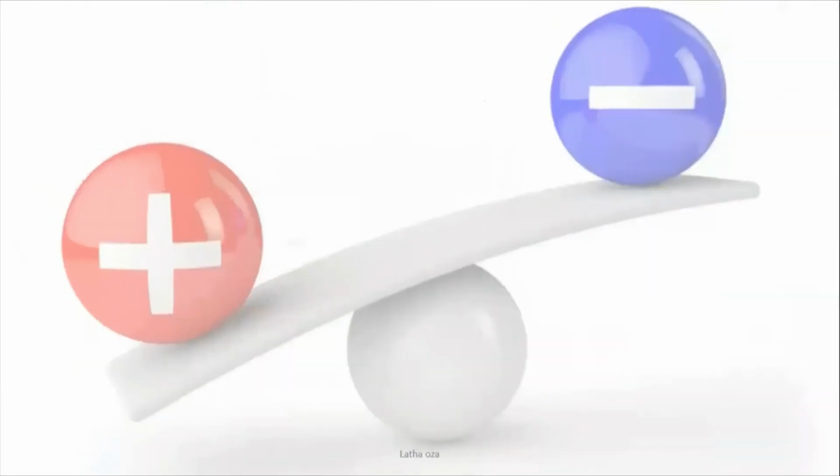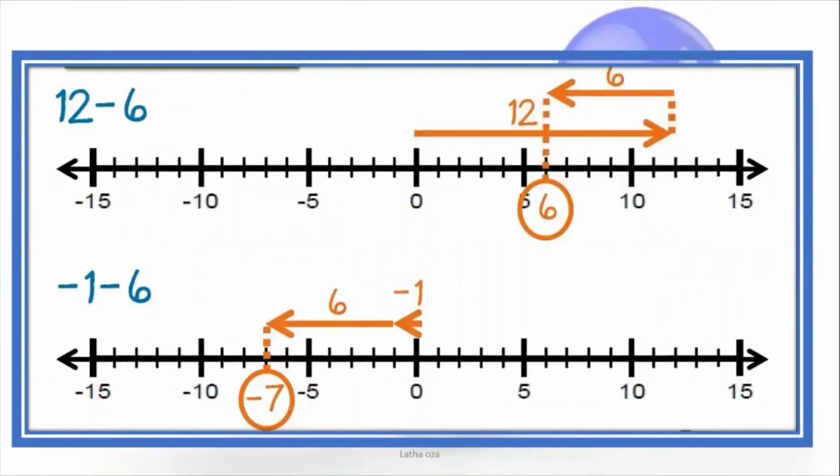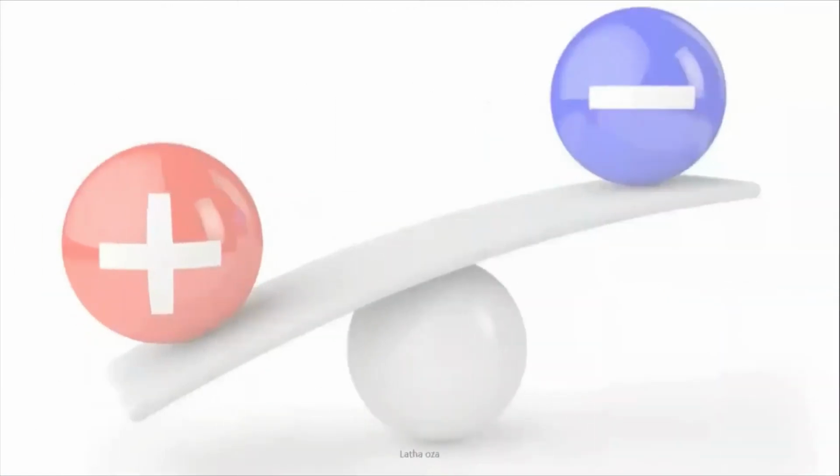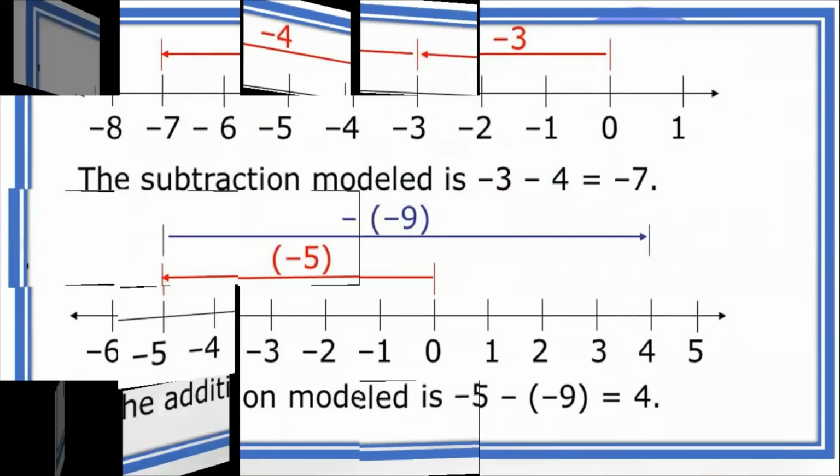A few more examples to see of addition and subtraction on the number line, where we consider plus 5, we move towards the right, and minus 7, we move towards the left, so the answer is minus 2. The same applies: 12 minus 6 is equal to 6. Minus 1 minus 6 is equal to minus 7. Subtracting on the number line, minus 3 minus 4 is equal to minus 7, and minus 5 minus 9 is equal to minus 14.